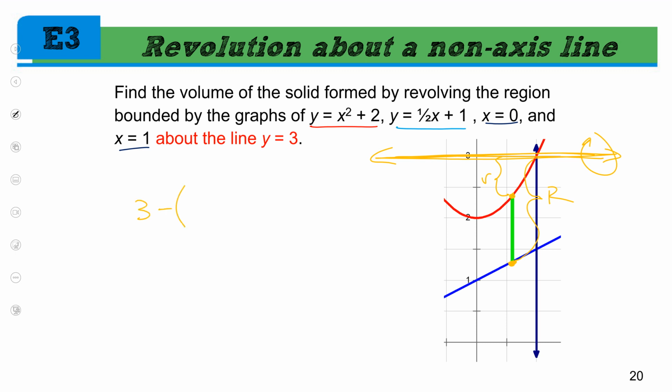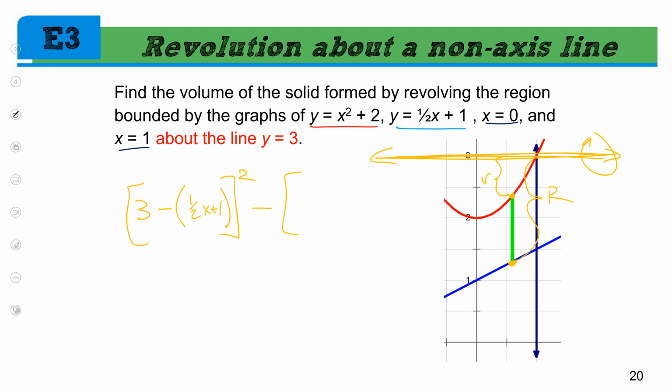3 minus parentheses. The bottom is the line, 1/2 x plus 1. And that whole thing is squared. So let me stop for a second to make sure you understand how I got capital R. Are we good with that? Don't overthink it. Remember, top minus bottom. What's the top? The yellow line, which is y equals 3. 3 minus the bottom, which is the blue line, 1/2 x plus 1. Be careful with parentheses. Minus.